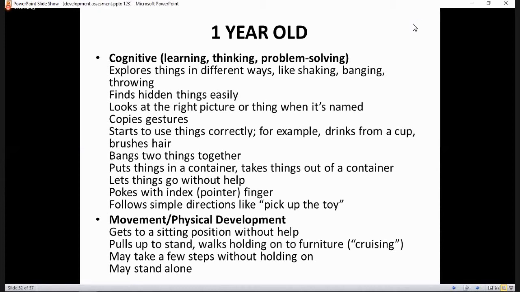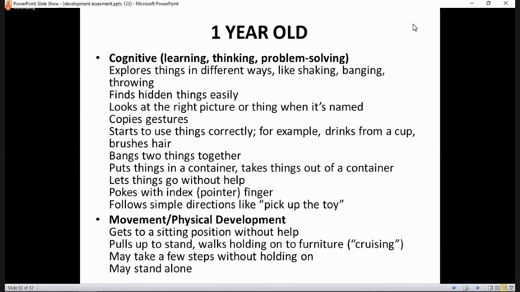They can start using things correctly, for example drinking from a cup. They may brush hair also. Put things in a container. Take things out of the container. Let things go without help. Poke with the index finger. Follow simple directions like pick up the toy.